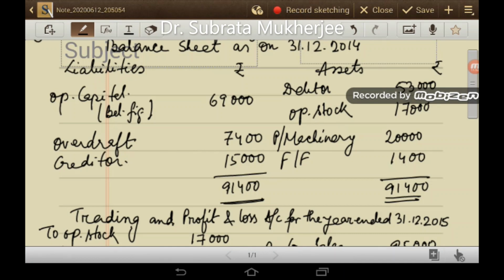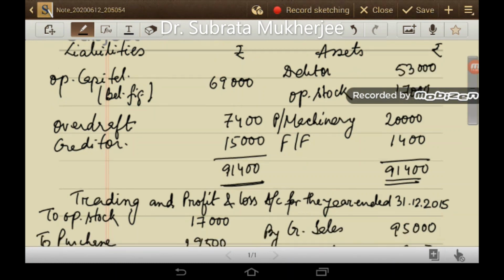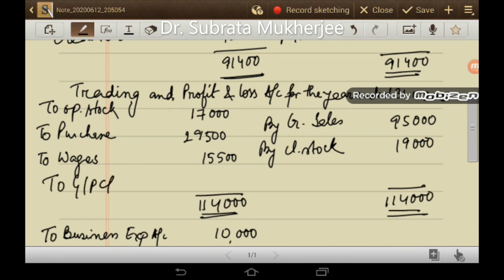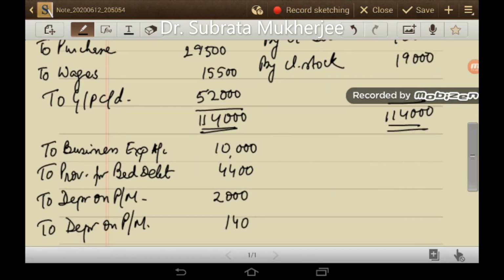Now I will close the trading and profit and loss account. So on trading account first, on credit side 1,14,000, and your gross profit will be 52,000. So on the debit side of trading account, you have opening stock 17,000, wages 15,500, purchase 29,500, and gross profit is 52,000. Then by gross profit, BD 52,000.